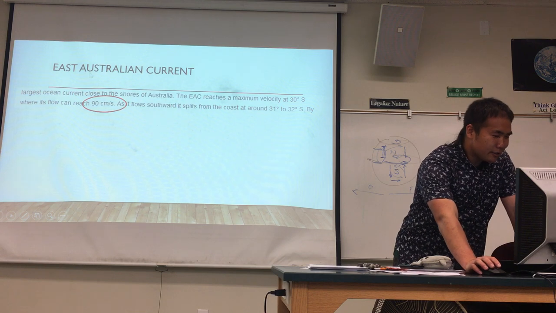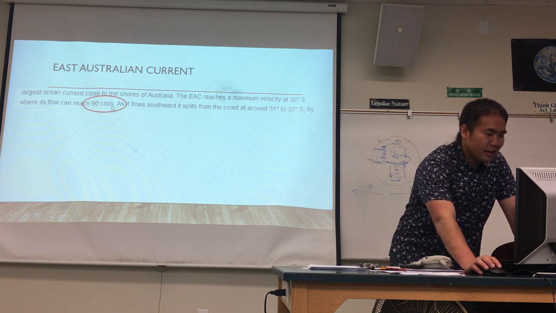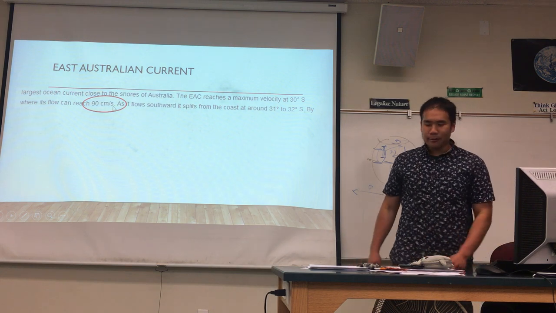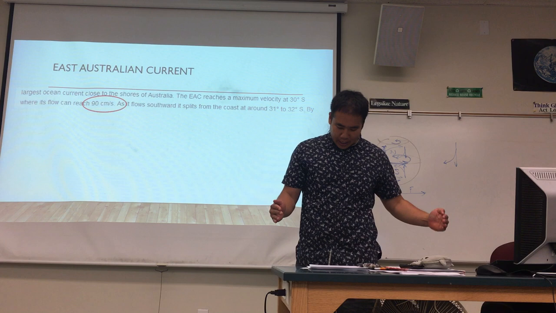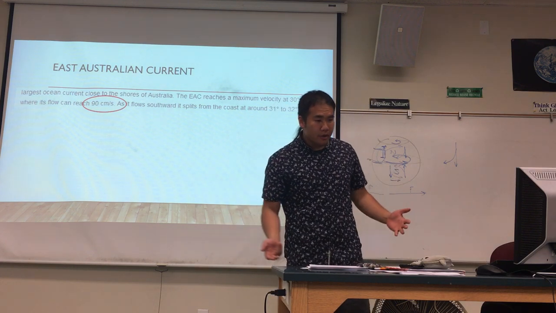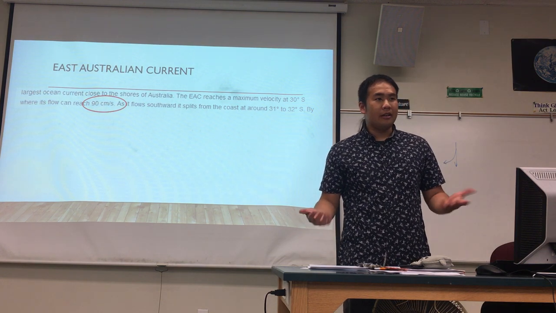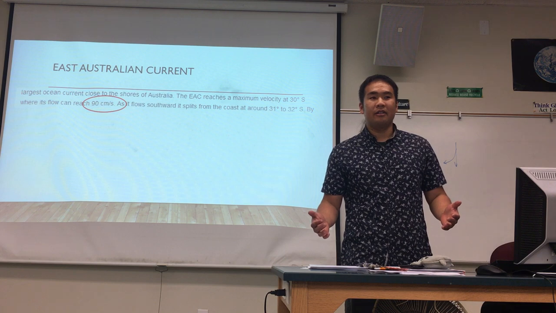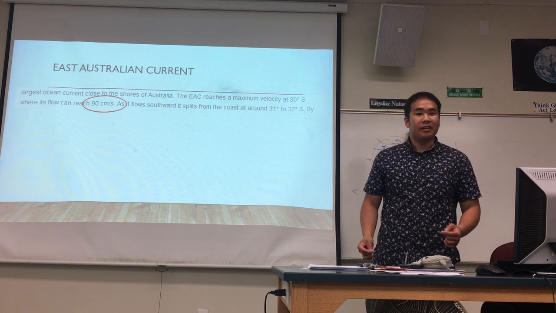The largest ocean current close to the shores of Australia, the EAC, reaches a maximum velocity at 30 degrees south where flow can reach 90 centimeters per second. How fast is that? 90 centimeters is almost a meter. In 1 second, it moves 1 meter. Well, when the fastest people do the 100 meter dash, it is like 10 meters a second. So that's like 1,000 centimeters a second.